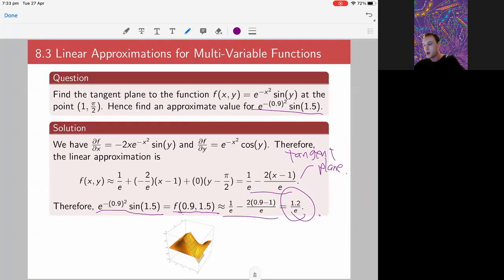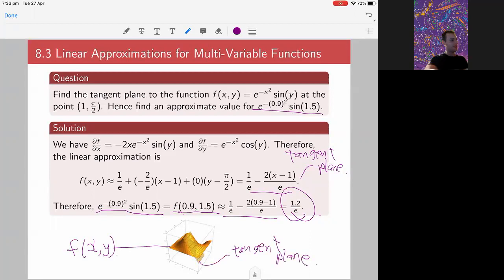And down here, we've got a graphical representation of what's going on. The orange is really the function f of x, y, and this guy here is the tangent plane. So that's great.